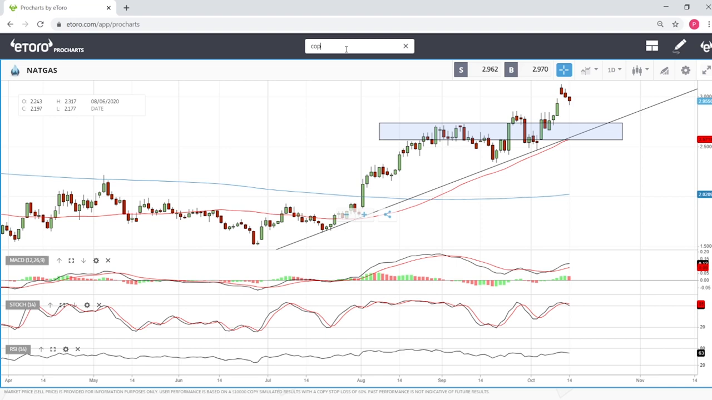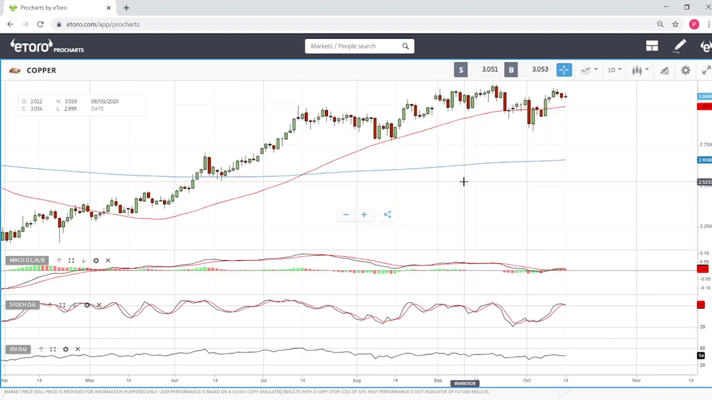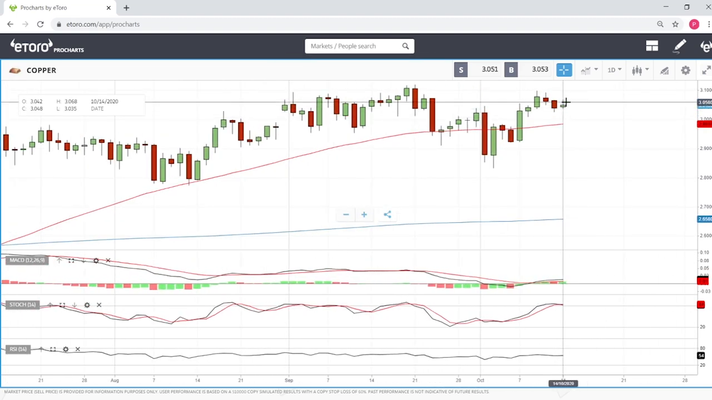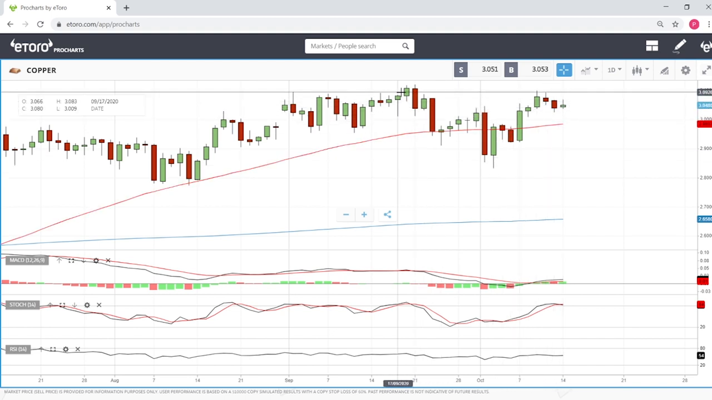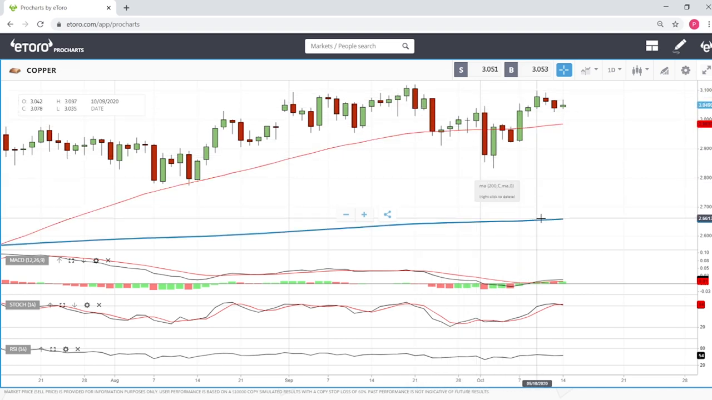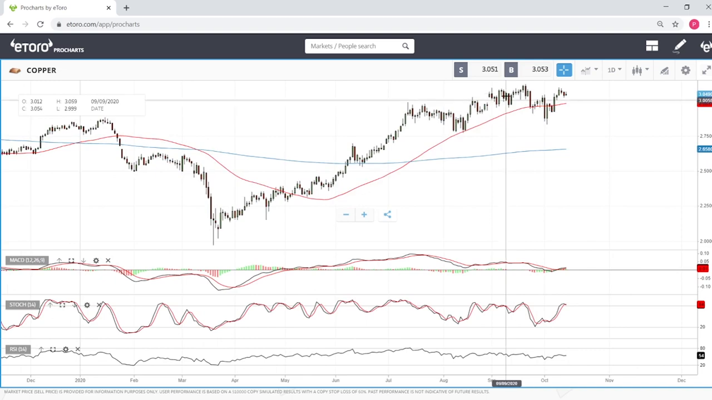So if we look at copper, copper basically rallied a little bit in the early sessions this morning. However, this just looks like a market that is exhausted. This was expected to go all the way towards the 200 moving average, as we have been trading sideways, and it just doesn't seem that there is any momentum in this market.